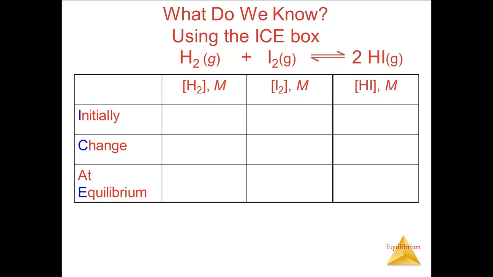Fill in the known information for each reactant and product. In this case, the initial concentration of H2 equals 1.000 times 10 to the minus third molar. The initial concentration of I2 equals 2.000 times 10 to the minus third molar, and the equilibrium concentration of HI equals 1.87 times 10 to the minus third molar. Since nothing is mentioned about HI being present before the reaction occurs, the initial concentration of HI equals 0.